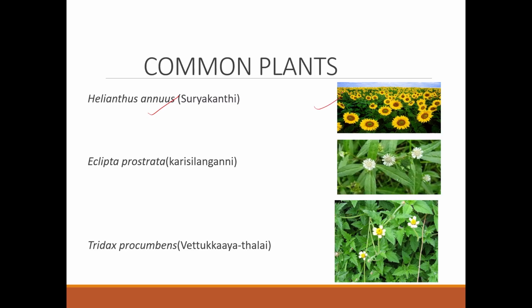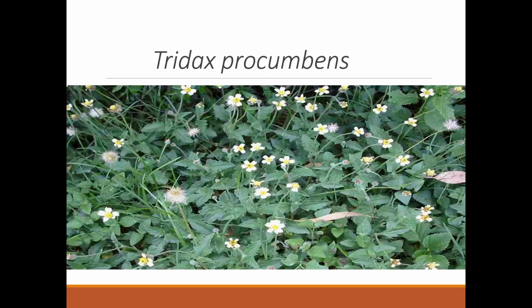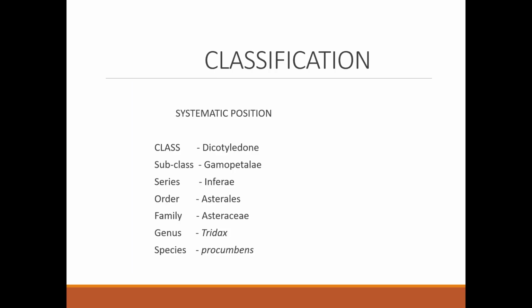Then the next one is Eclipta prostrata, which is one of the major common plants. Then Tridax procumbens, which you can see is a wild plant that grows in most parts of the country. Then Tagetes erecta, which is also called Genda or Marigold. Then Calendula officinalis. Yes, you can see these are some common plants of the family Asteraceae. And one of the most common ones is Tridax procumbens, which grows in a wild condition.